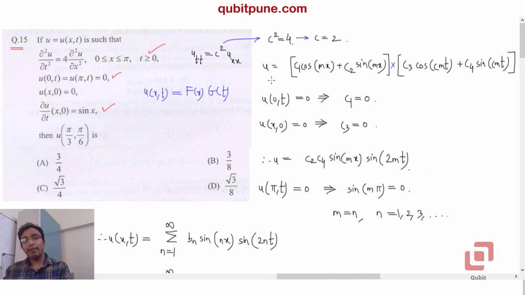Okay, so you have to know this particular solution, otherwise it will be difficult to solve the problem. Now we will find or determine the values of c1, c2, c3 and c4 by applying these conditions given to us in a specific order.